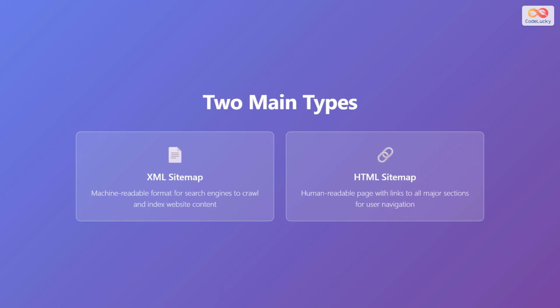There are two main types of sitemaps. The first is an XML sitemap, which is written in a machine-readable format specifically designed for search engines to crawl and index your website's content. The second is an HTML sitemap, which is a regular web page with links to all your major sections, designed for humans to read and navigate your site easily.